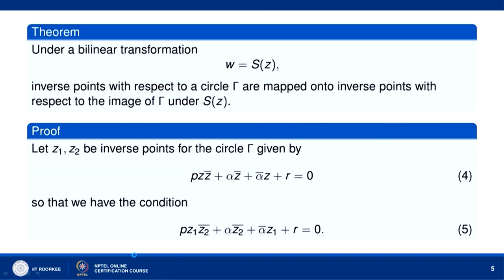Now, let us go to this theorem which says that under a bilinear transformation W equal to S z, inverse points with respect to a circle are mapped onto inverse points with respect to the image of the circle gamma under S z. So, let us say z 1 z 2 be inverse points for the circle p z z conjugate plus alpha z conjugate plus alpha conjugate z plus r equal to 0, then we have this condition as we have proved just now, p z 1 z 2 conjugate plus alpha z 2 conjugate plus alpha conjugate z 1 plus r equal to 0.